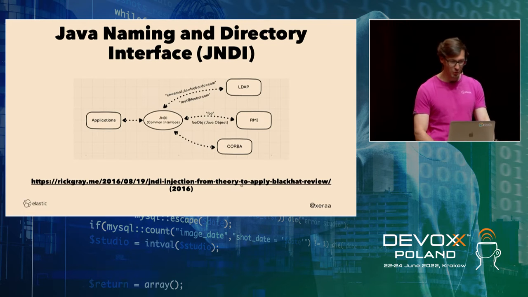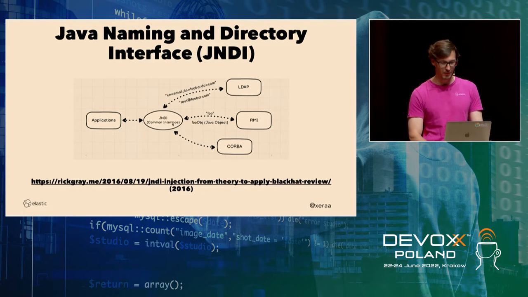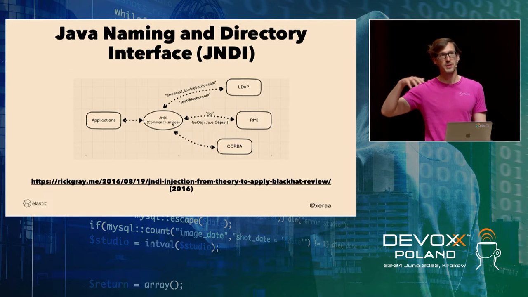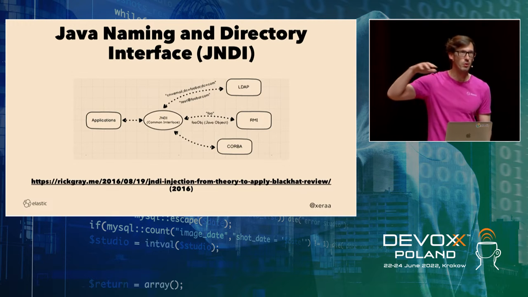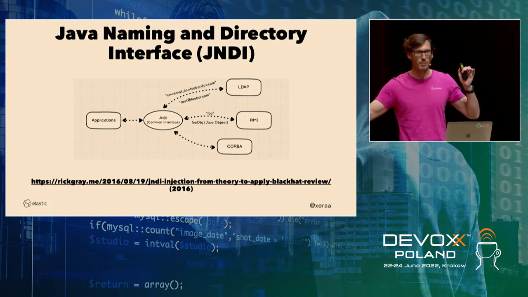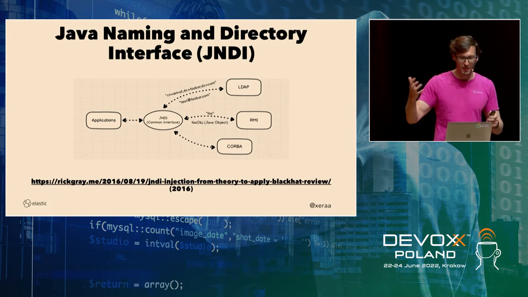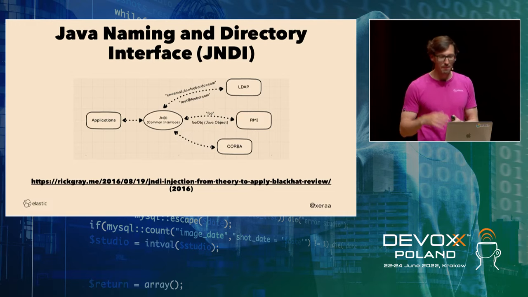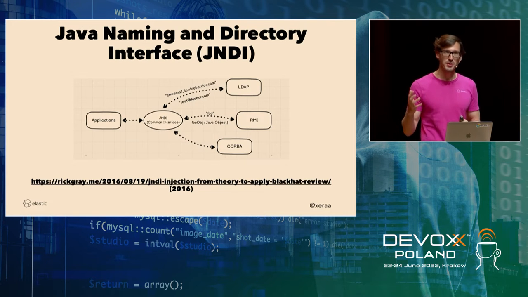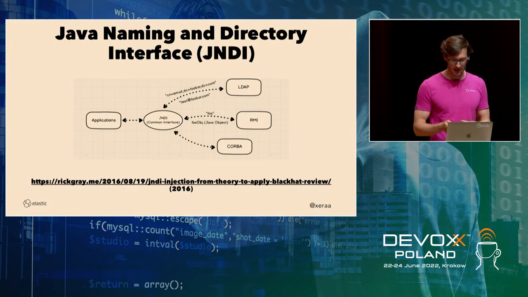But the idea is you have your application and you have this JNDI interface, and it can do a lookup of some dynamic values. So you could enrich something in your application, or you could look something up, so it's just a dynamic lookup of some information. And that is always relevant or interesting for security issues.